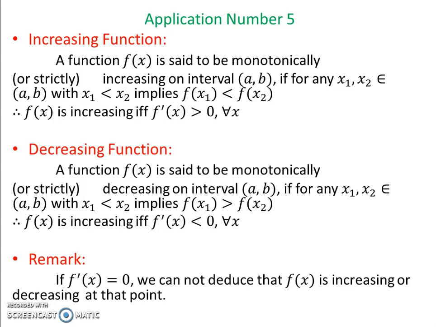That means our test fails. If f dash of x is positive, increasing; negative, decreasing. But if it is equal to 0, we cannot predict anything. So such a point is also called a saddle point, where we don't know anything if f dash of x equal to 0. Let us solve a few examples on increasing and decreasing function.